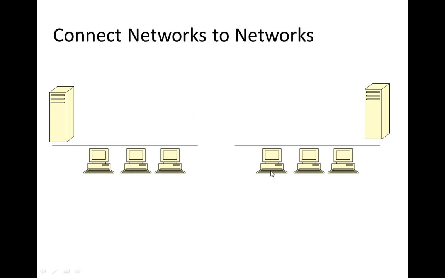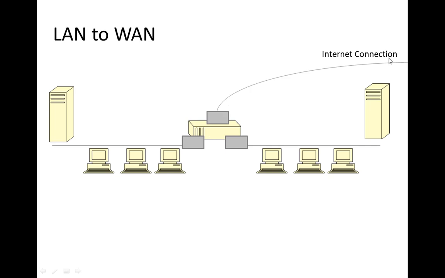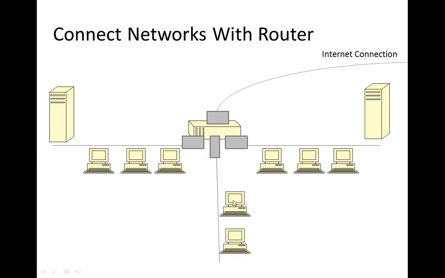We have two networks we want to connect. So what we do is we get a router. And a router is really just a microcomputer with two network interface cards in it. One network interface card goes to one network, other network interface card goes to the other network. That is called LAN to LAN routing. When we connect to the internet, that is called LAN to WAN routing. I can add another local area network, and we can see the purpose of a router is to connect local area networks to local area networks and connect local area networks to wide area networks.